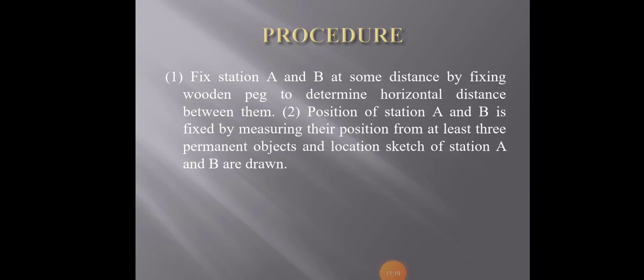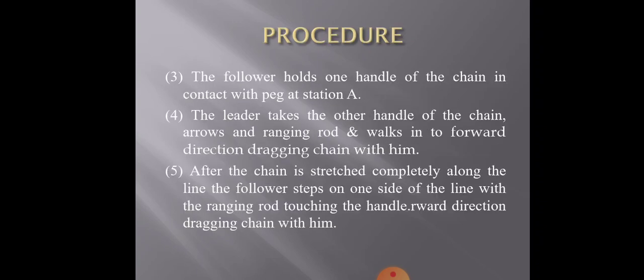Now procedure of chain surveying. Fix stations A and B at some distance by fixing wooden pegs to determine the horizontal distance between them. Second step, the positions of stations A and B are fixed by measuring their position from at least 3 permanent objects and locations. A sketch of stations A and B is drawn.